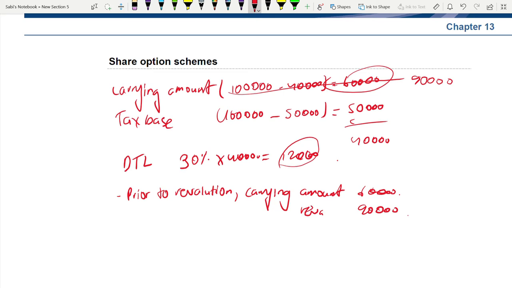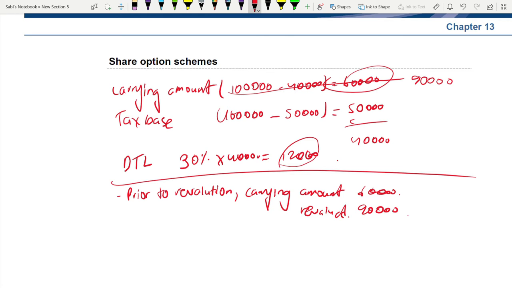But these things you have to write in full proper sentences, in words. From here onwards it is in words, but I'm just showing you in short forms. So the amount revalued to 90,000. Why did I do that? Remember the gain. We still have to take the gain into account.